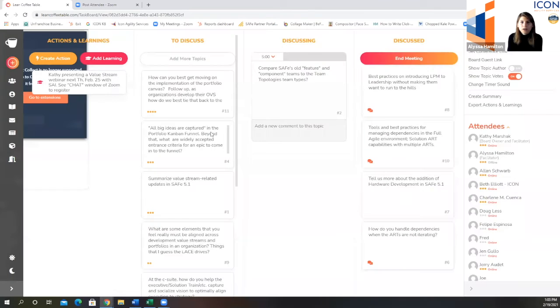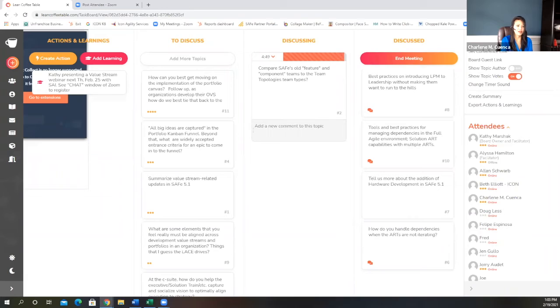Okay. Compare SAFe's old feature and component teams to the Team Topologies team types. Yeah, I'll be happy to get us started on this one. So this is a nice segue to the conversation we were just having, because we were talking about ART design, and previous to the current version, we talked more about the different options for designing your trains will include some mixture or balance of feature-centric teams versus component-centric teams. So in that model, it's still a valid way to look at ART design.